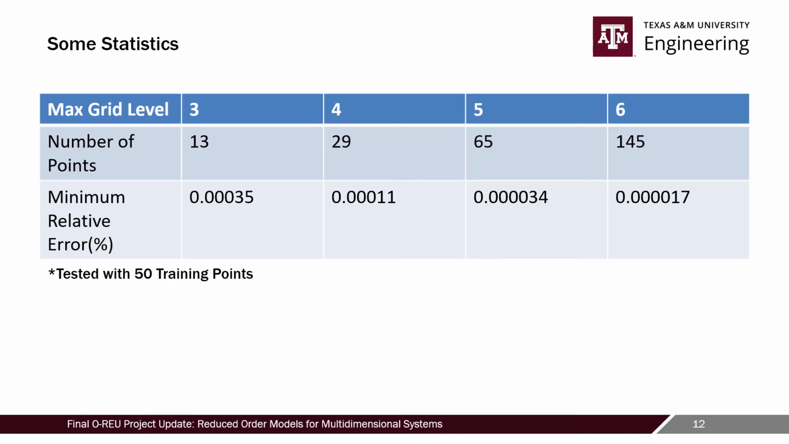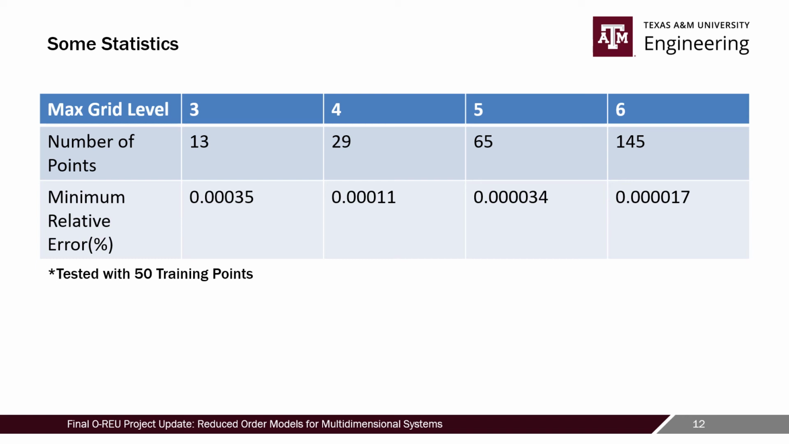So I would now like to touch upon some of the brief statistical data we obtained. Here you can see that for the most part, the minimum relative error stays around the same order of magnitude until you reach the level 5 and 6 grids, where it changes a little bit. This is due to the fact that the number of testing points actually exceeded the number of training points for the level 3 and 4 grids.